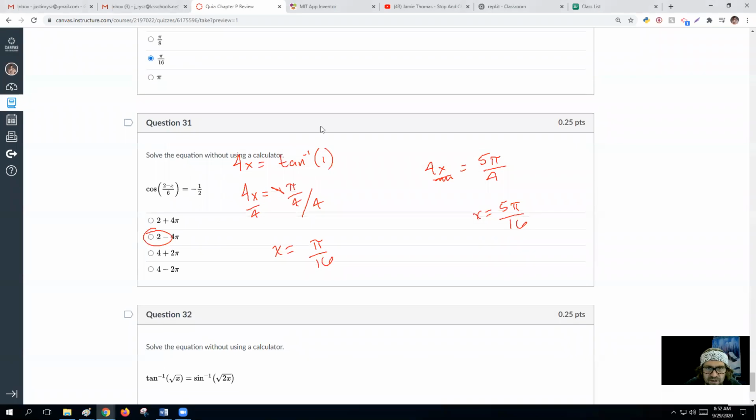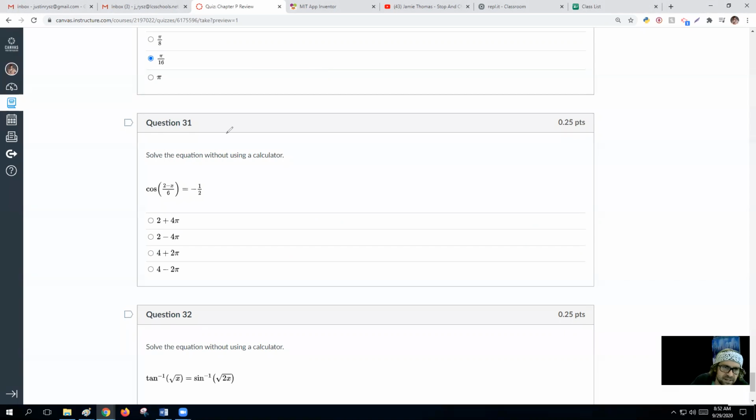All right, 2 more problems to go. Here we go. Let's clear this out. All right, so same type of problem here. If I want to get rid of the cosine and leave the 2 minus x over 6 alone, I'm going to have to take the cosine inverse of -1/2.